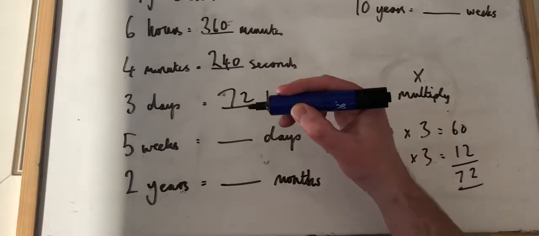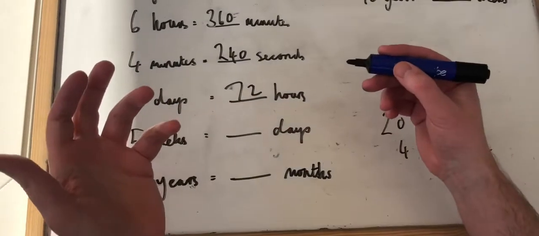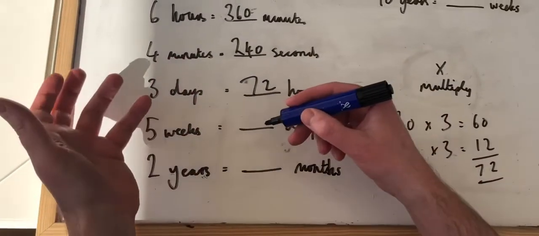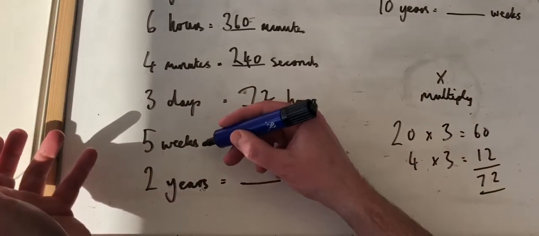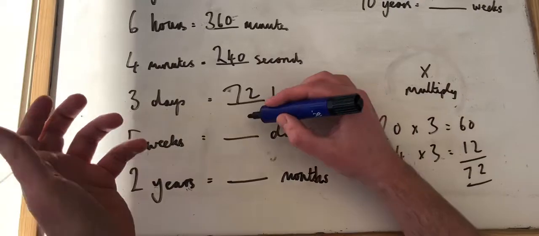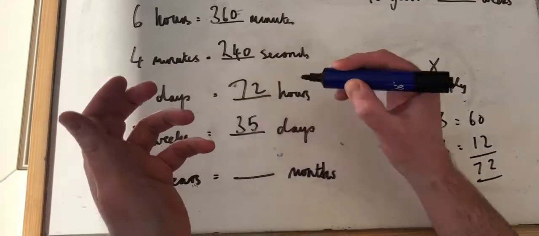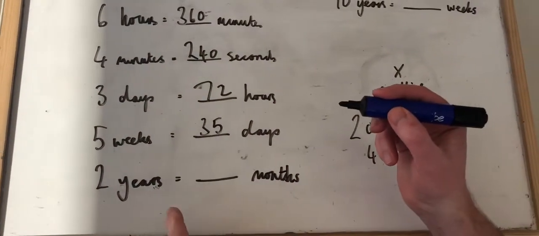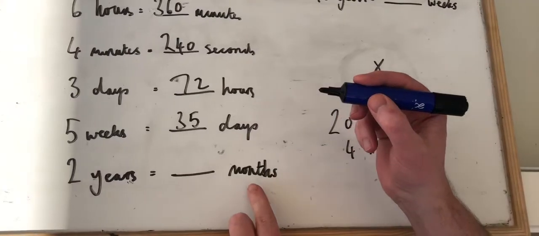Okay. Weeks and days, basic conversion. How many days in a week? 7. How many lots of weeks? 5. So what am I going to do? 7 multiplied by 5. Which is... 35. Fantastic, well done.